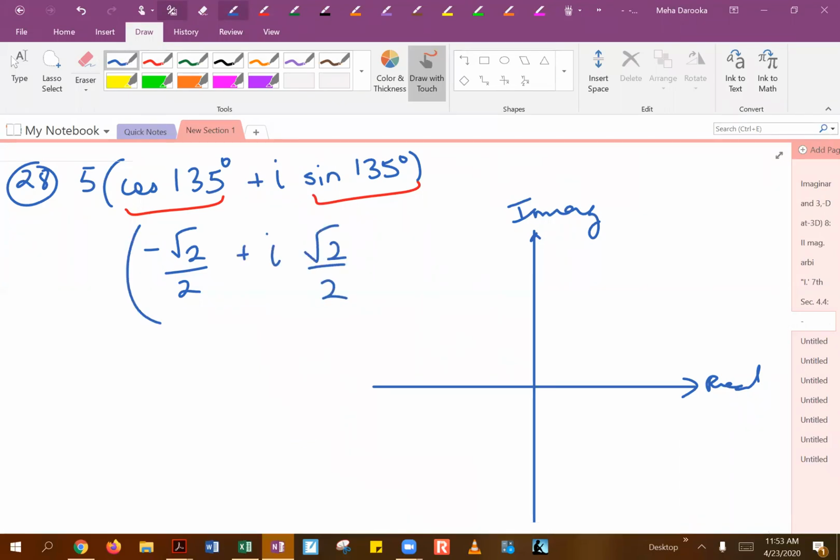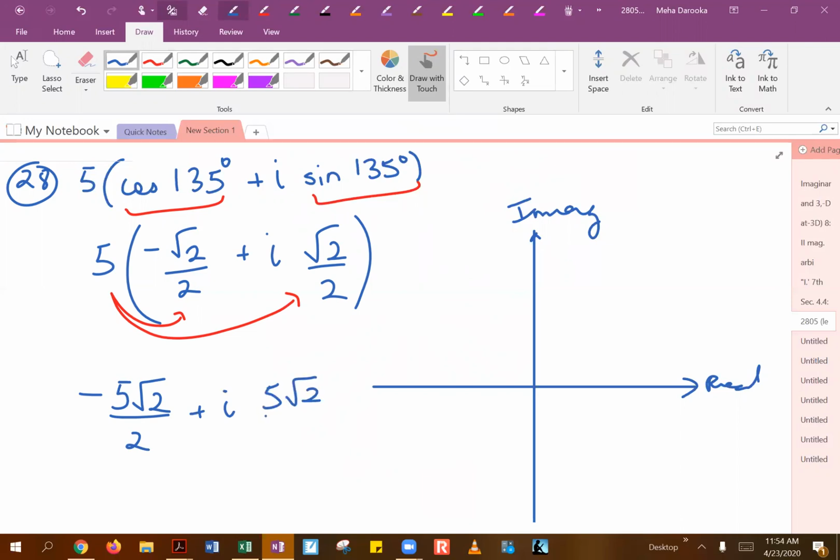And then we still have that 5 on the outside. So what do we do now? We just distribute the 5. Yeah, very good. So distribute that 5 with both values. And we will basically end up getting negative 5 square root of 2 over 2 plus i times 5 square root of 2 over 2.